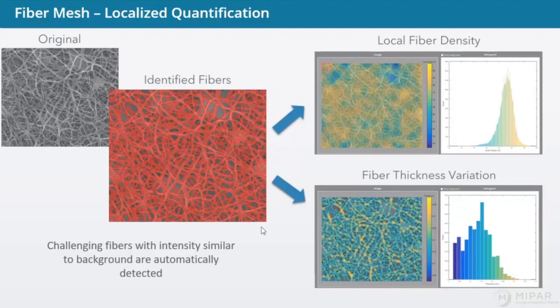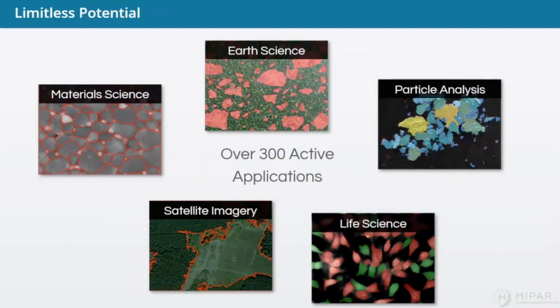We saw fiber analysis using deep learning, and you can see here an example between the original and the identified fibers. Once we identify the fibers, we usually look at the local fiber density, orientation, or fiber thickness variation. I only covered a few applications today. There are lots more than we've seen, and MIPAR can address. It's a lot more than 300 applications, starting from materials all the way to satellite imagery, drone analysis.